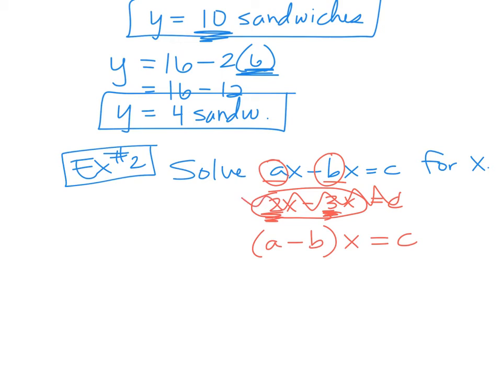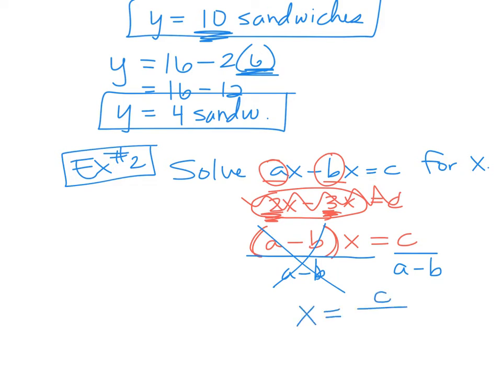Now I want to get x by itself. What operation is happening between x and my parentheses here? Multiplication, okay? If I want to get rid of something and we're multiplying right now, what's the opposite of multiplication? Division. So we're going to divide by a minus b, which will cancel this out. And whatever you do to one side, you have to do to the other. Divide by a minus b. So we get x equals c divided by a minus b.